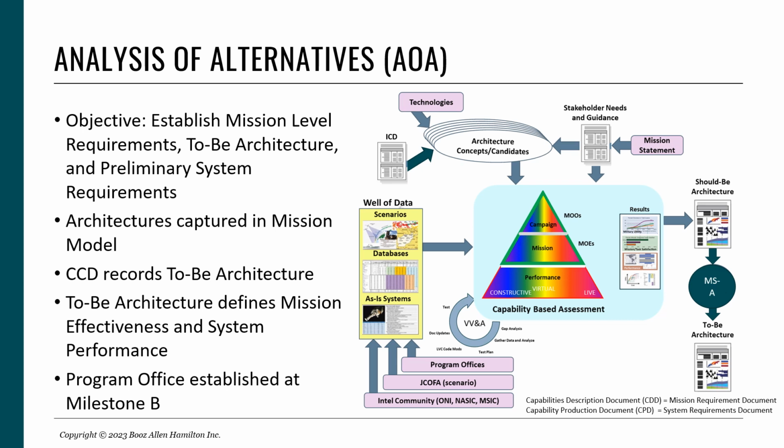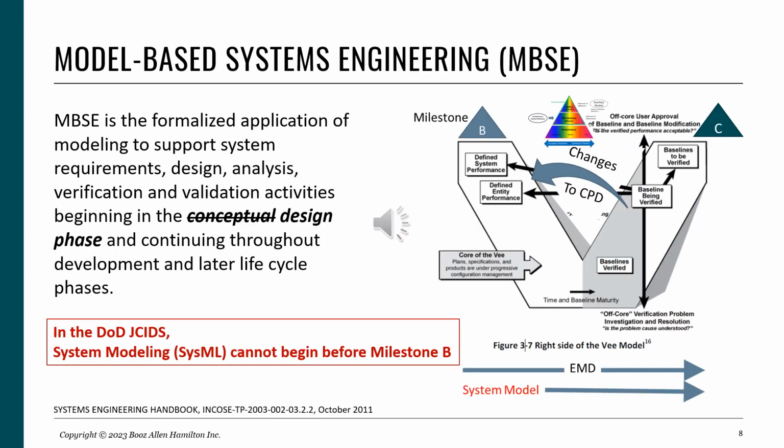Now, the to-be architecture then forms the basis for the mission requirements document. It also forms the basis for the initial systems requirements document. Now, up to this point, the program office and the system do not exist. This leads us to milestone B, which marks the beginning of the program and the beginning of EMD. I assert the system does not exist before this milestone with the release of the approved systems requirements document. I therefore submit the system model cannot exist before milestone B, at which point system modeling can begin.